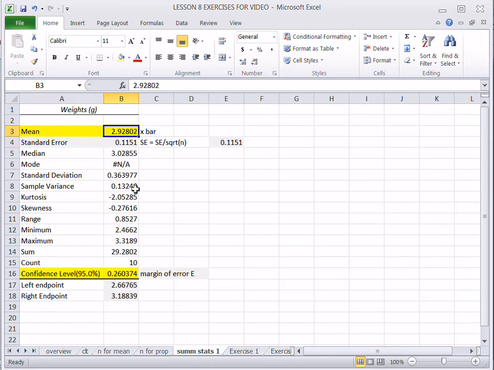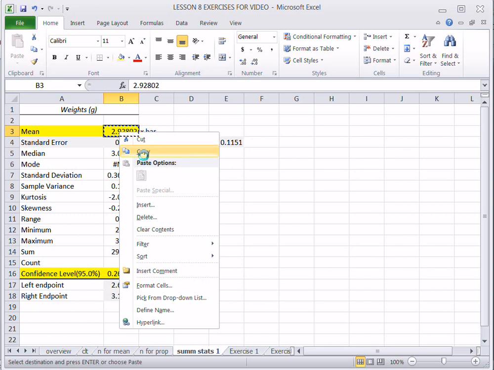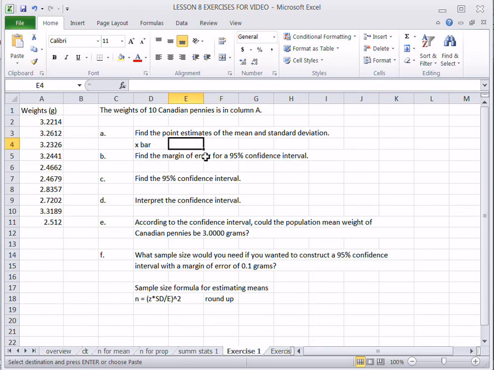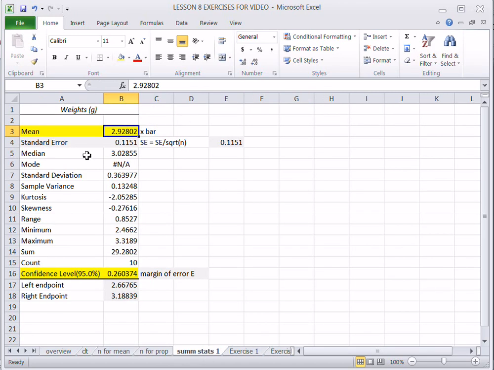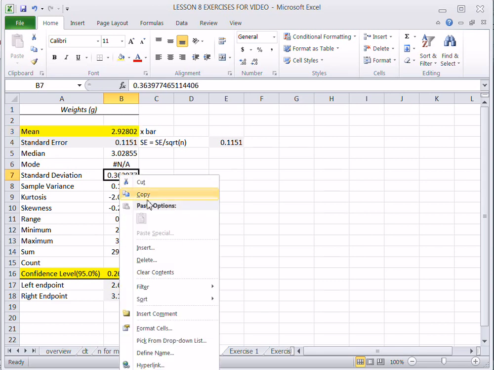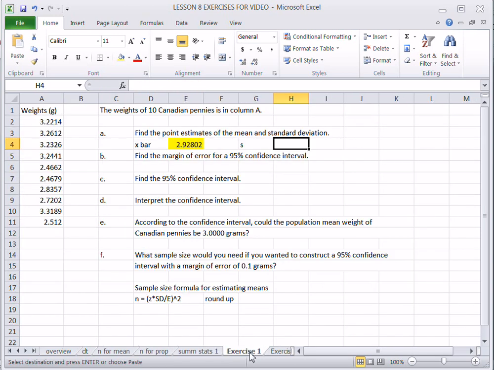Let me go back and copy it. Edit. Copy. Exercise 1. Okay, the mean is 2.92802. And our sample standard deviation S, let's go get that from our summary statistics. That standard deviation is actually this value here, so I'm going to copy that. Okay, so that's the standard deviation. All right, so there they are, the mean and the standard deviation.